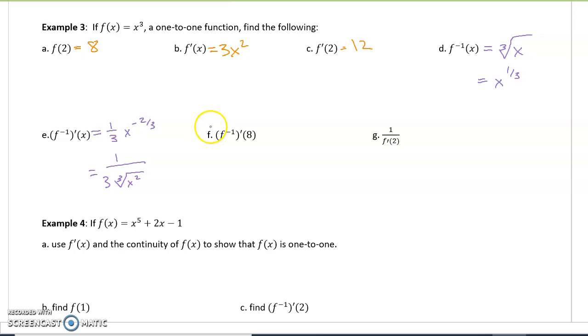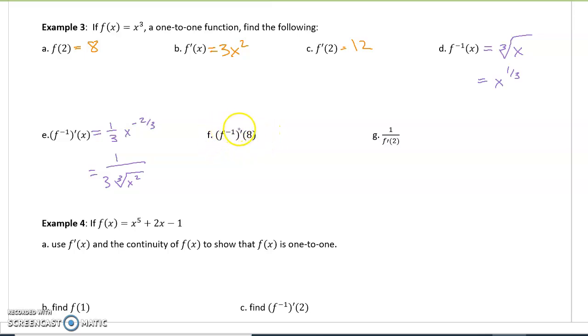All right. So now we're going to ask about what is f inverse prime of 8. Why 8? Do you guys see any reason why we would be talking about 8? Well, the input of our inverse function corresponds with the output of our original function. So we already have some information about f of 2 and f prime of 2. We know what's happening with the original function at x equals 2. So what we want to do is compare the properties of the original function at x equals 2 with the inverse when y equals 2. In other words, when x equals 8 over here.